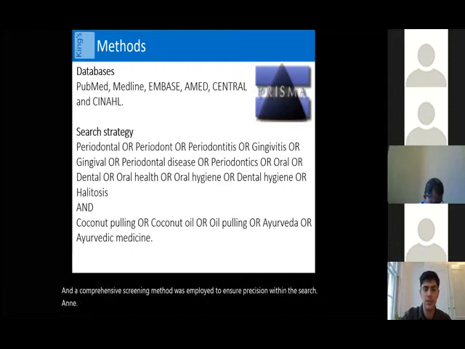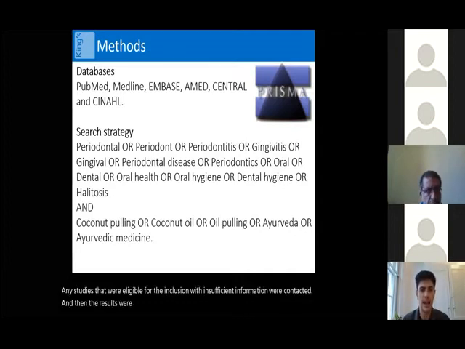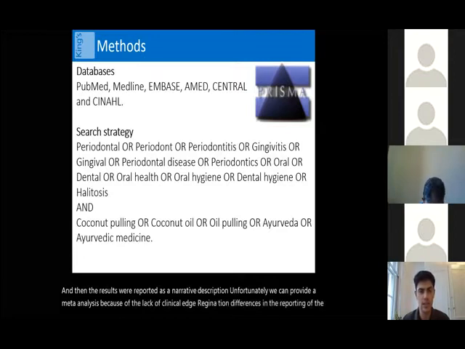This was carried out by multiple authors, where disagreements were resolved by discussion until consensus was reached. Any studies that were eligible for inclusion with insufficient information were contacted, and then the results were reported as a narrative description. Unfortunately, we couldn't provide a meta-analysis because of the lack of clinical heterogeneity and differences in the reporting of the data in the included studies.